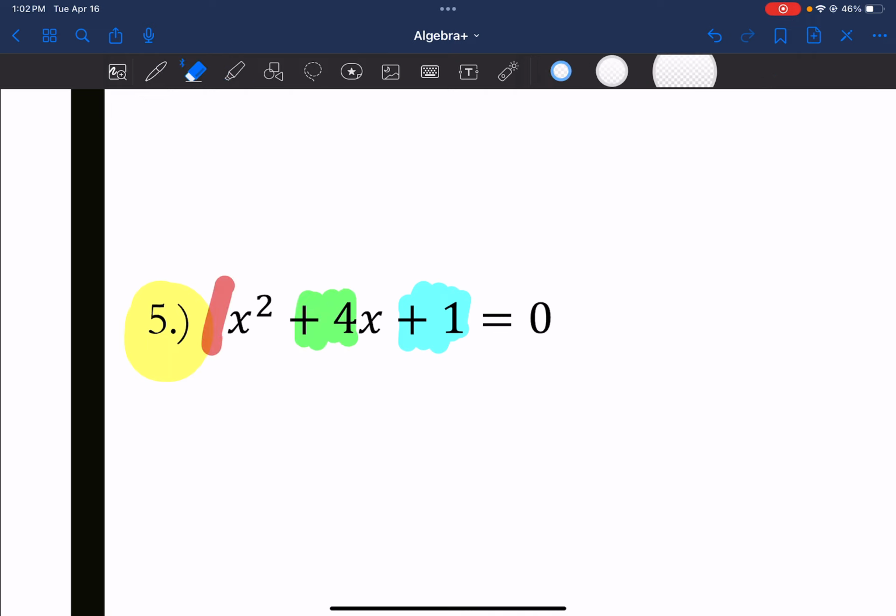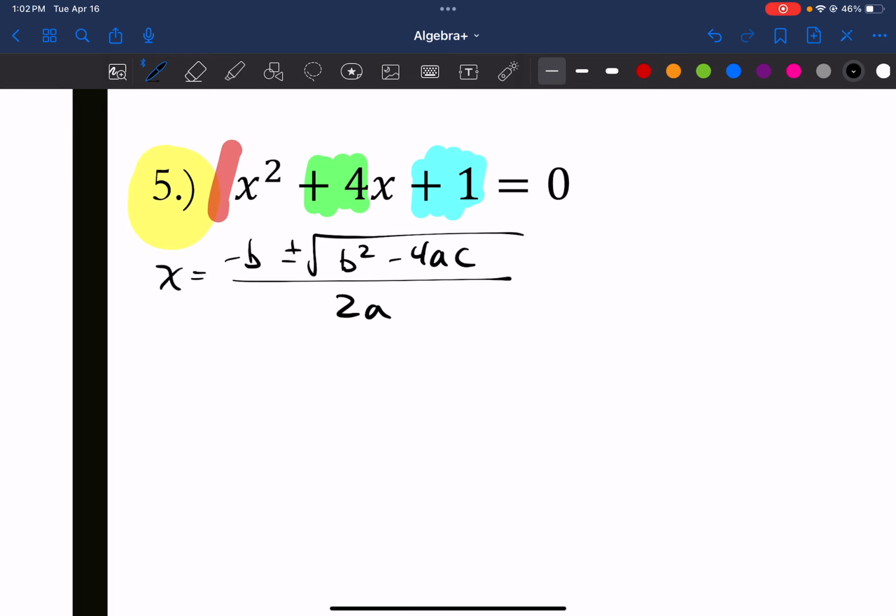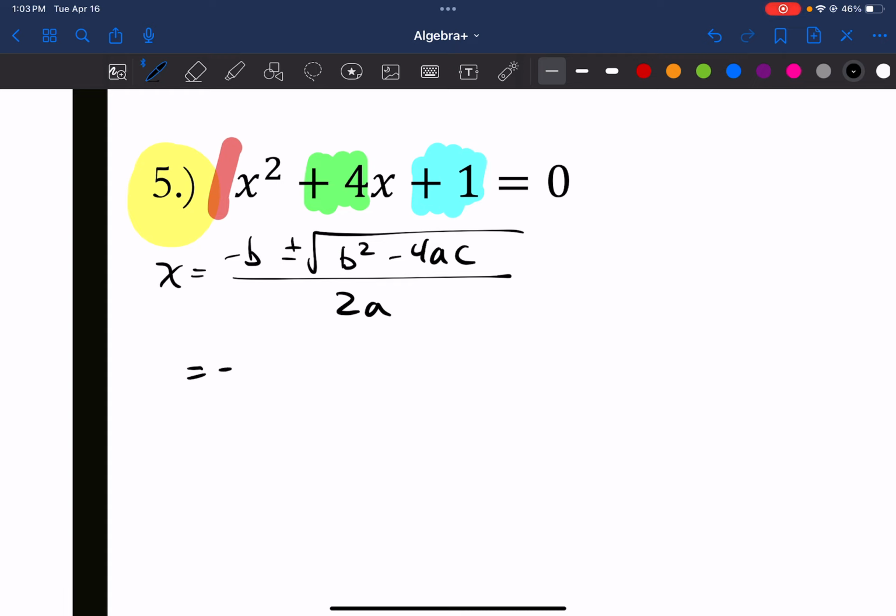So again, we're going to have x equals negative b plus or minus square root of b squared minus 4ac all over 2a. Writing it over and over again is going to help you memorize it. So I get negative 4 plus or minus square root of 4 squared. If you already know that, you can go ahead and write 16 immediately here. You can start to kind of combine steps.